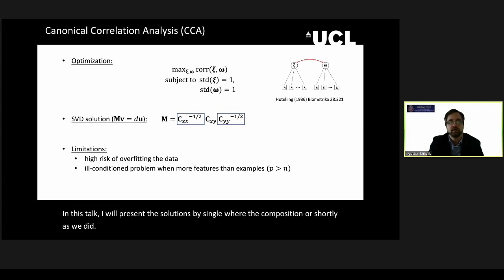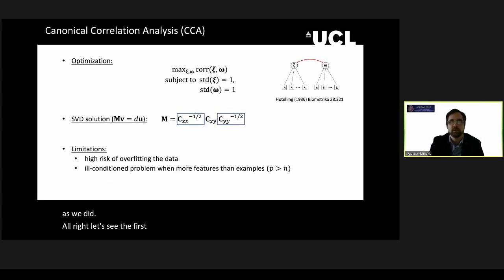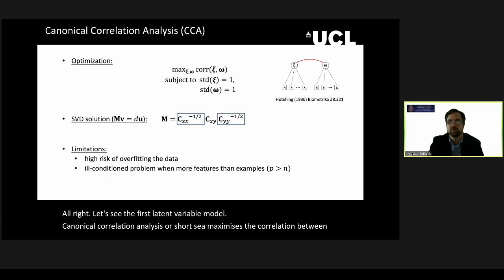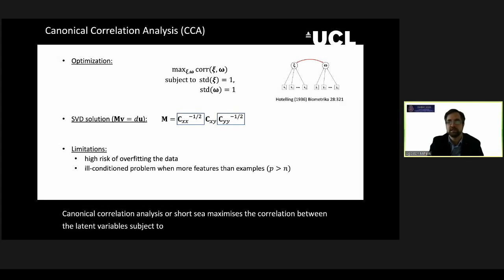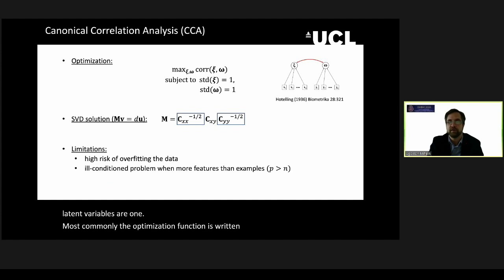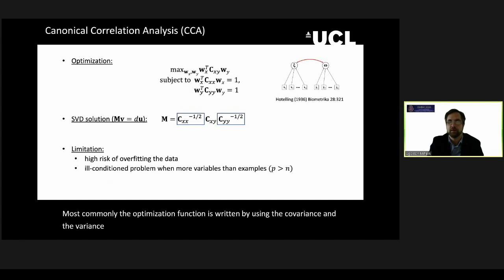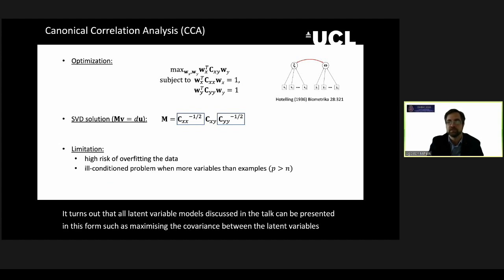All right, let's see the first latent variable model. Canonical correlation analysis, or shortly CCA, maximizes the correlation between the latent variables, subject to the constraints that the standard deviations of these latent variables are 1. Most commonly, the optimization function is written by using the covariance and the variance matrices, as can be seen now. It turns out that all latent variable models discussed in the talk can be presented in this form, such as maximizing the covariance between the latent variables and subject to different constraints.